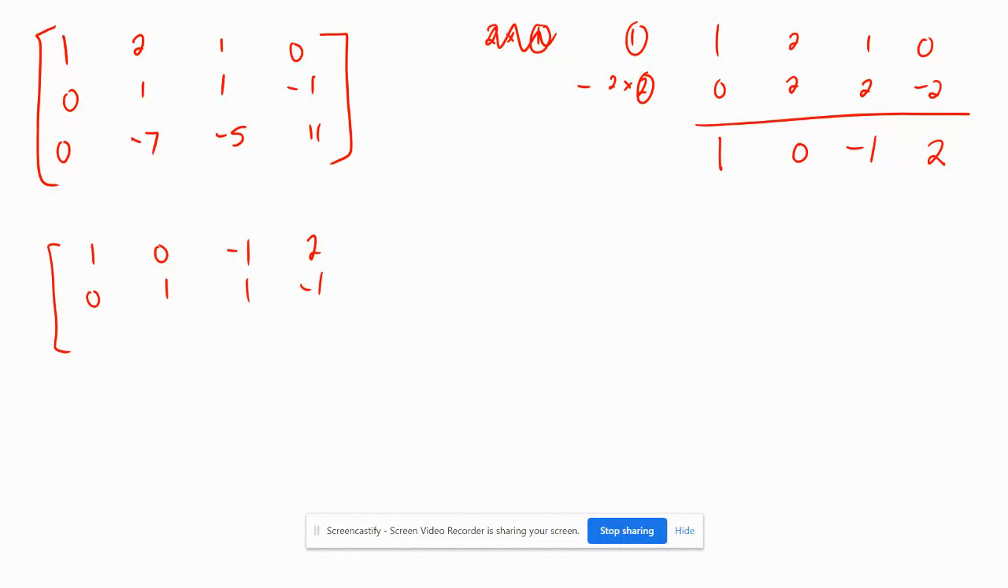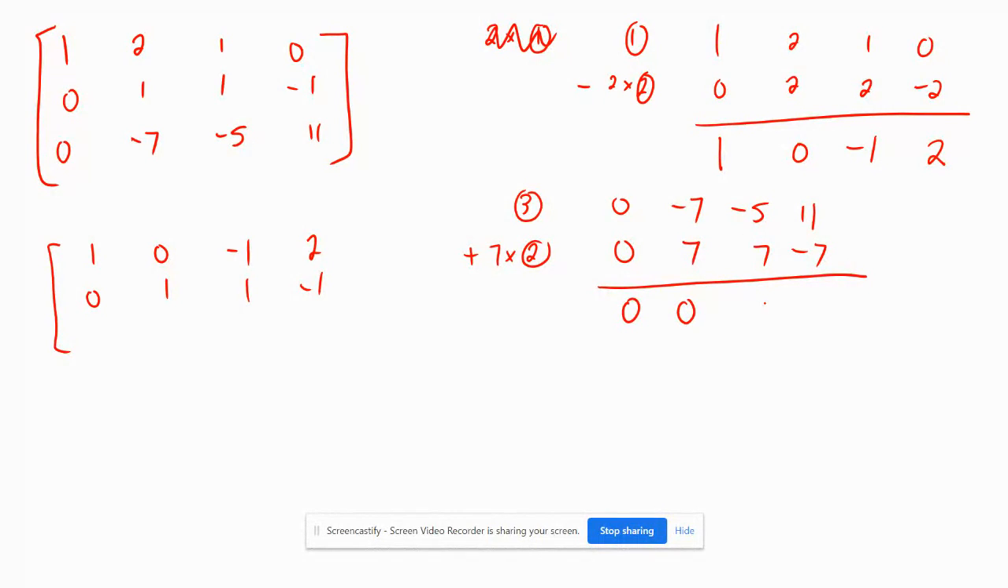All right, now I'm going to go equation 3 plus 7 times equation 2. So I want to get this to a 7, so when I add these guys they eliminate over here. So it's 0, negative 7, negative 5, 11. And then 7 times equation 2, 0, 7, 7, negative 7. So we add these guys, we get 0, 0, 2, negative 2, positive 4.